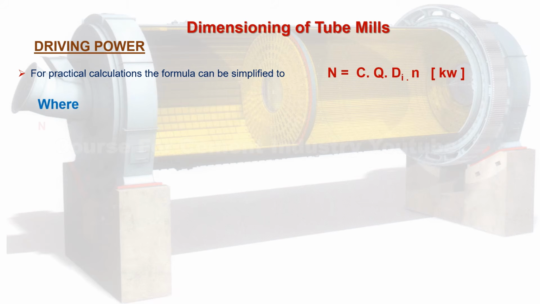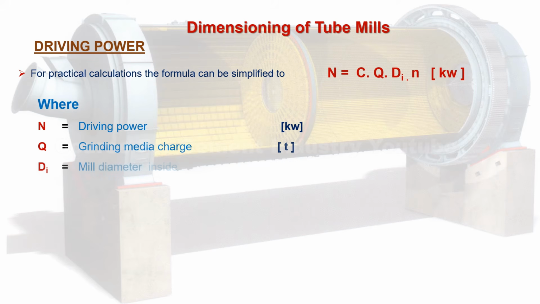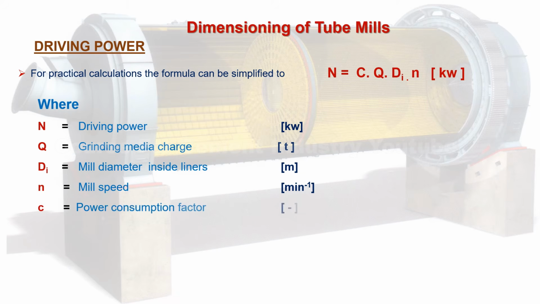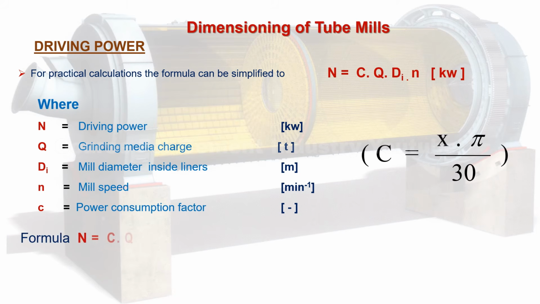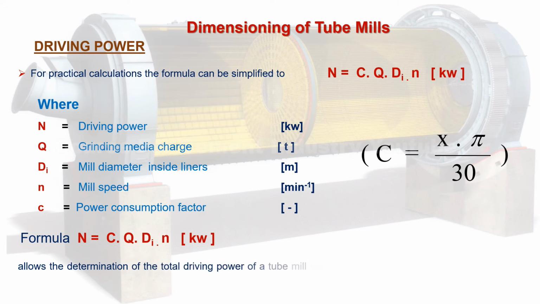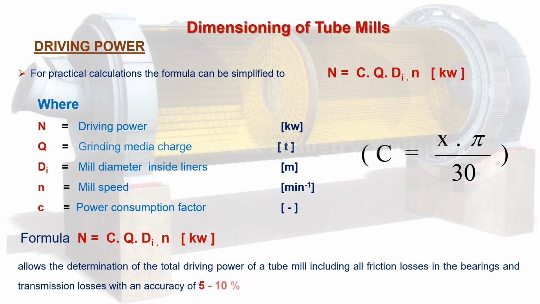where N equals driving power, Q equals grinding media charge, Di equals mill diameter inside liners, n equals mill speed, C equals power consumption factor. The formula allows the determination of the total driving power of a tube mill including all friction losses in the bearings, and transmission losses with an accuracy of 5 to 10%.